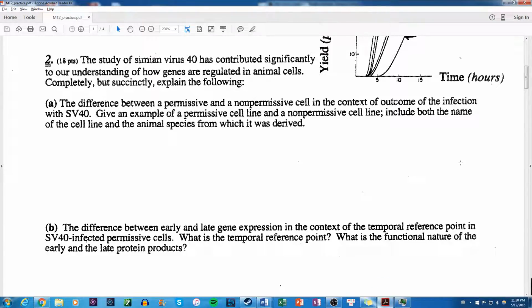an example of a permissive cell is CV1, which is a monkey cell line. And if you infect a monkey cell line with SV40, then you get infectious progeny. It's a productive infection. An example of a non-permissive cell line is 3T3. It's a mouse cell line, and when you infect it with SV40, you don't get productive infection. You don't get viral progeny. You get transformation of the mouse cell into a tumor cell.